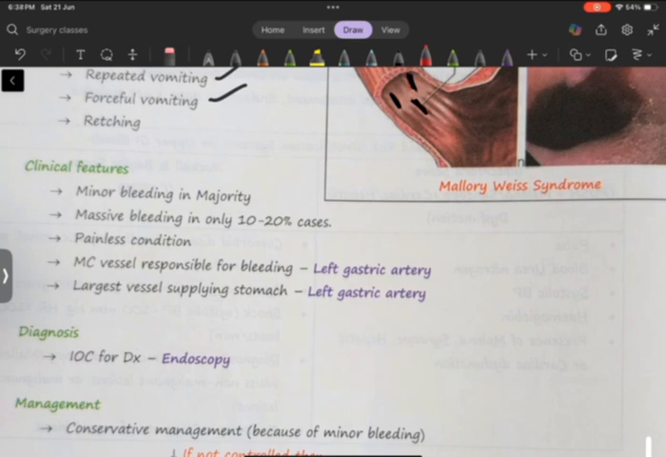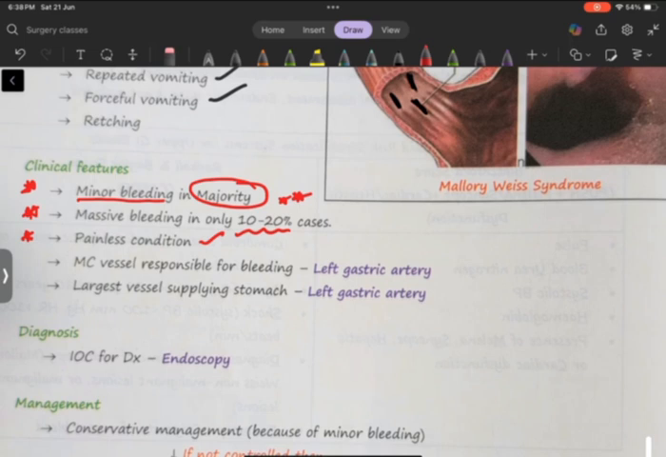Usually the bleeding will be minor, so in the majority of cases there will be minor bleeding, but there can be massive bleeding in 10 to 20% of cases, and it is usually painless, so the patient won't come to us immediately. Even if they see a slight amount of blood in their vomit, they won't come to us because it is painless. Only if there is pain will they immediately rush to hospital. So you should remember this: it is a painless condition with minor bleeding, but there can be major bleeding in 10 to 20% of cases.